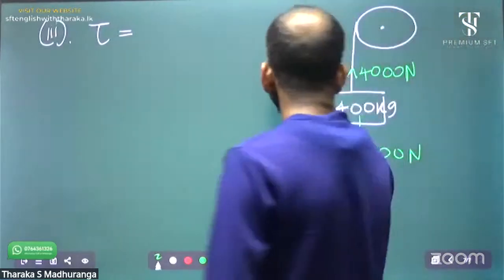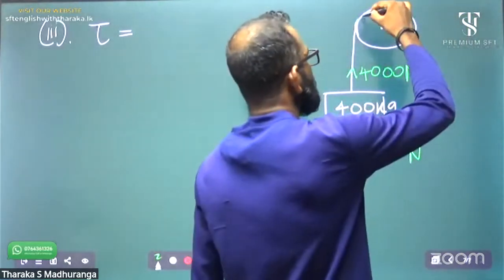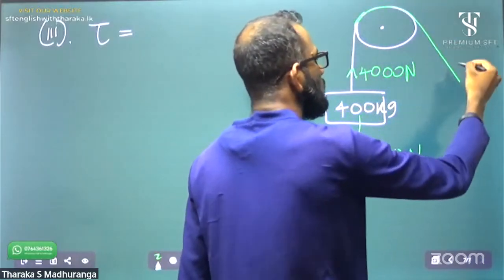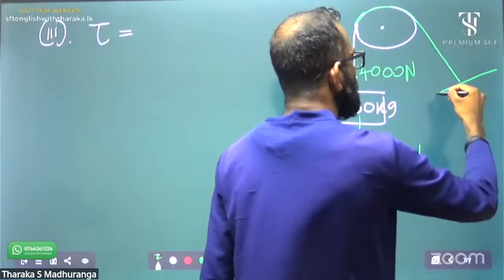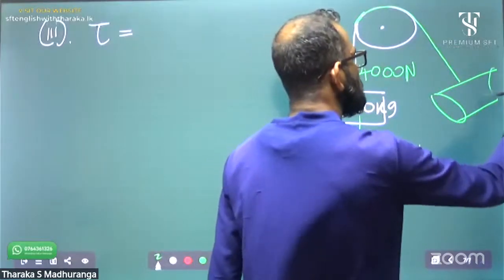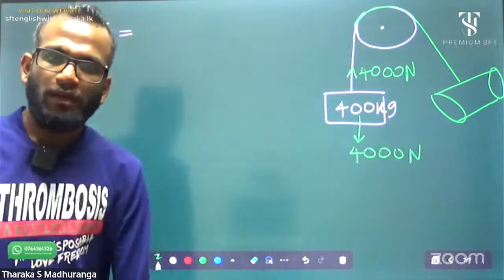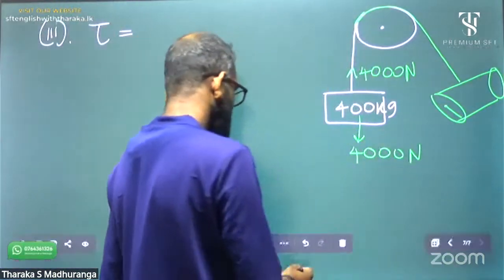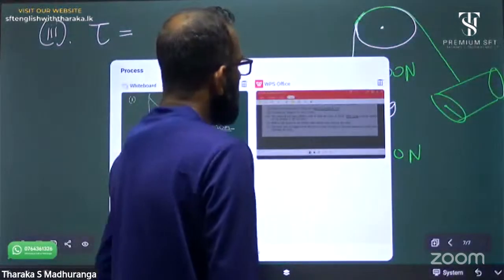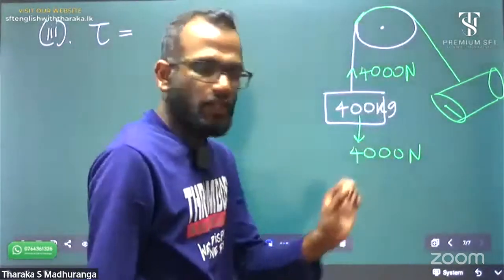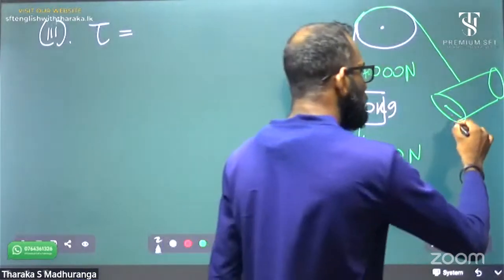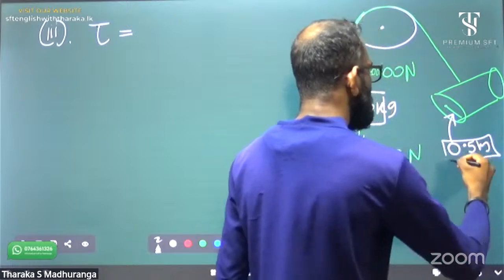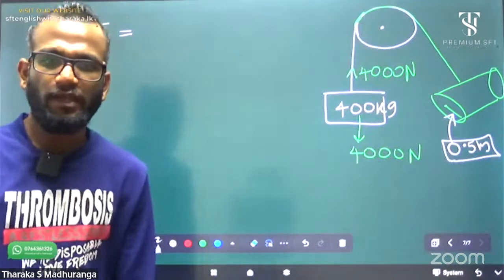The motor is connected with the cylinder like this. The cylinder radius is given here as 50 centimeter. 50 centimeter means it is 0.5 meters. You have to convert to 0.5 meters. 0.5 meter is the radius, right?